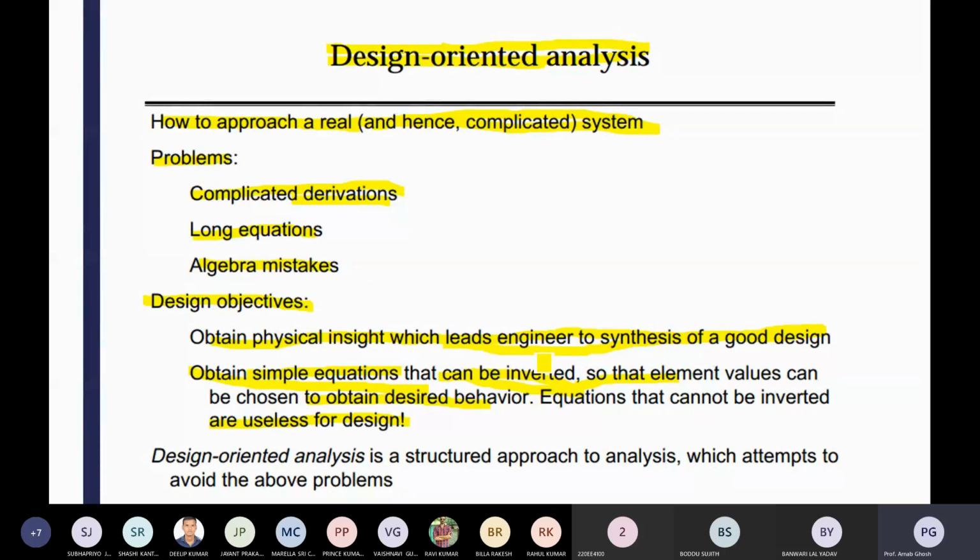Some limitations and some prerequisites are also there, so checking the inversion matters. I think you are able to understand the motivation of this topic. Then the final one: design-oriented analysis is a structured approach to analysis which attempts to avoid the problem. So structure-based analysis should be there. Other controllers, like sliding mode control, focus much more on structural analysis of the converter dynamics before doing the calculations. So that's why it is sometimes important.